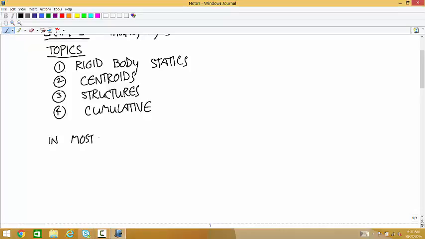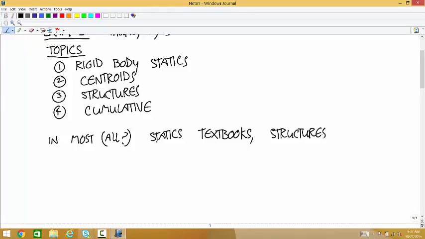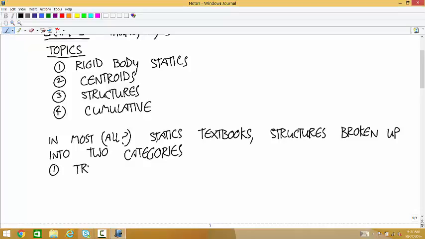In most, or possibly all, statics textbooks, structures are broken up into 2 categories. The first is trusses. And the definition of a truss is that every member in a truss is a 2-force member.